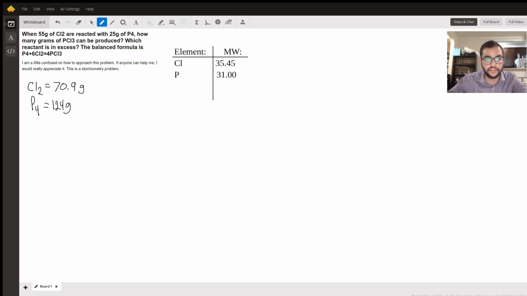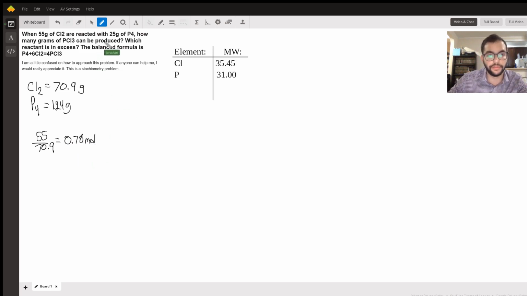we can figure out what the limiting reagent is. To figure out how much Cl2 we have, we have 55 grams, and we know that 1 mole weighs 70.9. So we take 55 over 70.9 to figure out the number of moles of Cl2 that we have. If we do that, we get 0.78 moles. Again, that's the number of Cl2 molecules that we have.